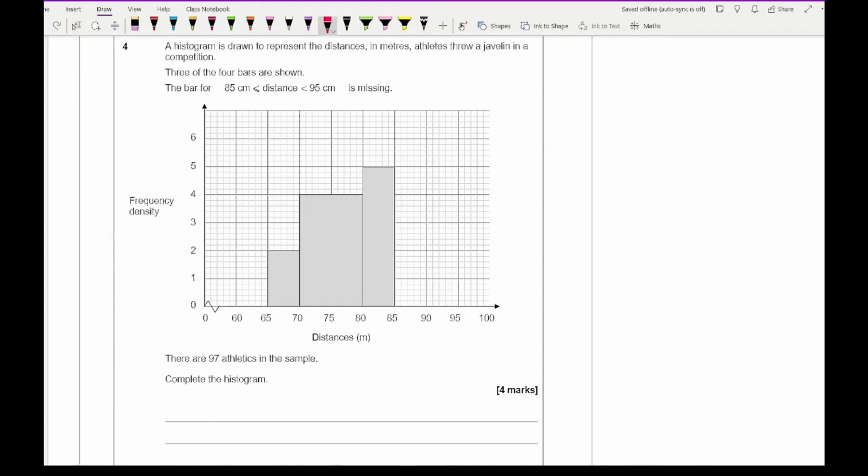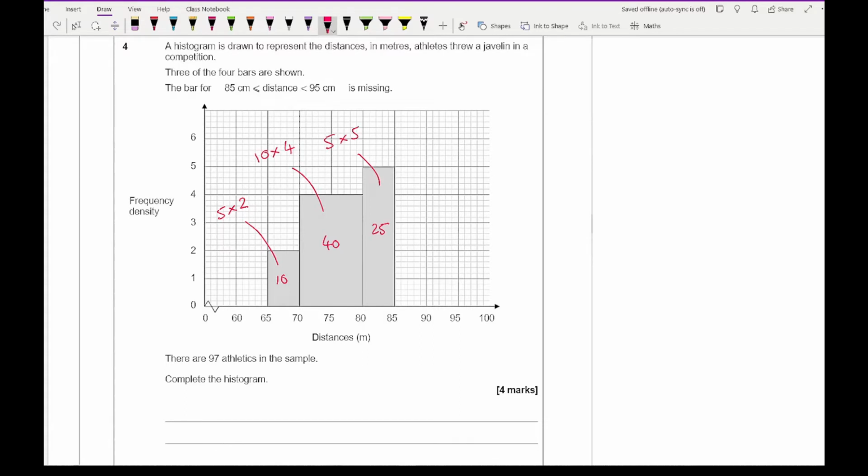Excuse me, I couldn't get my words out there. Right, so looking at this, what we need to do is work out the area of each of the 3 bars. So for this one, it's going to be 5 times the frequency density, which is 2. So that's 10. So there's 10 people in that group. For this one, it's going to be 10 times 4, which is 40. And for this one, it's going to be 5 times 5, which is 25.